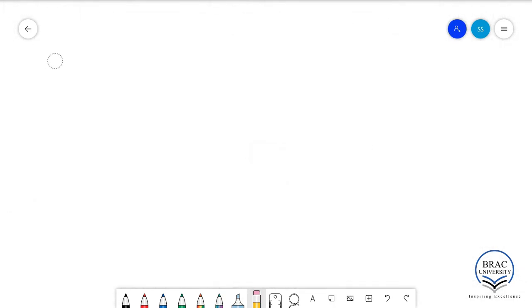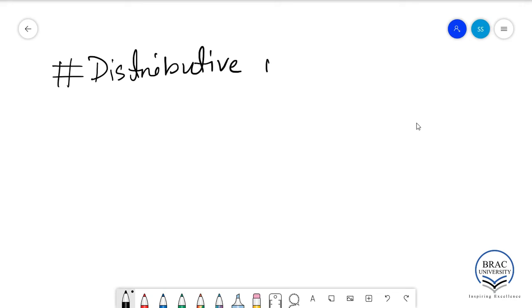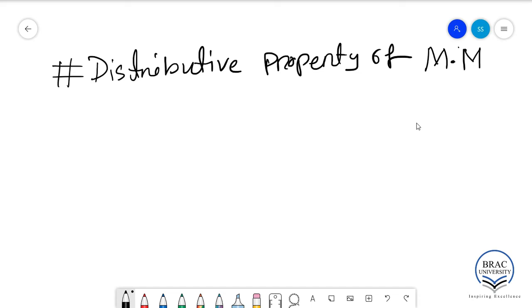So now we want to talk about the distributive property of matrix multiplication. I'll just write m dot m. I don't want to write the whole matrix multiplication, it takes a lot of time. So the first thing about distributive property is the following. If you have three matrices A, B and C, then A times B plus C is equal to AB plus AC.